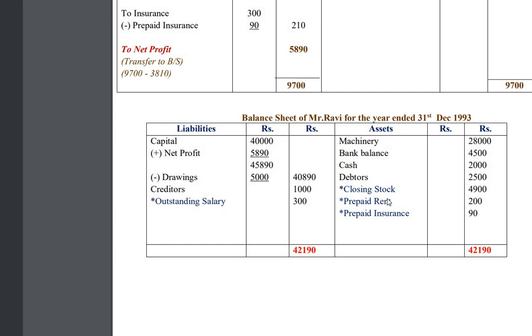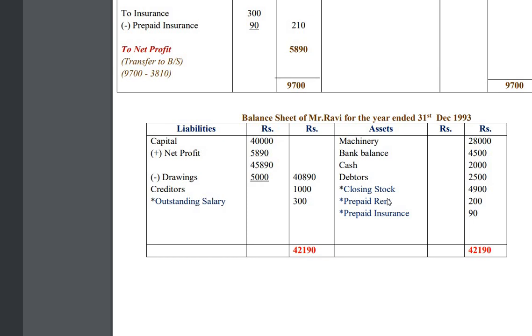On the asset side we are going to record the assets in the order which is given in the balance sheet. Machinery, bank balance, cash amount, debtor. The next one is the closing stock. The closing stock has a double effect: it will appear on the credit side of the trading account as well as on the asset side of the balance sheet.